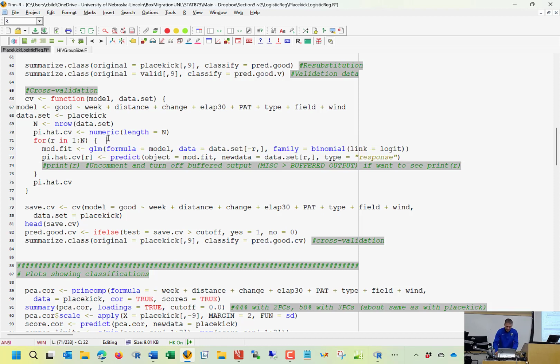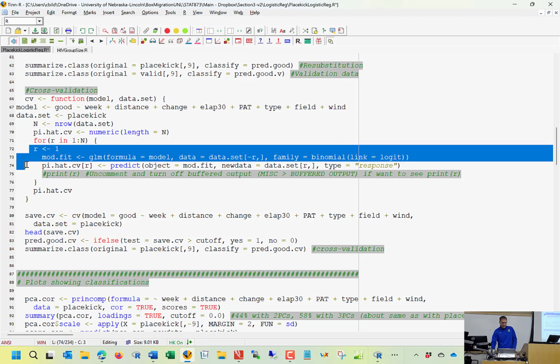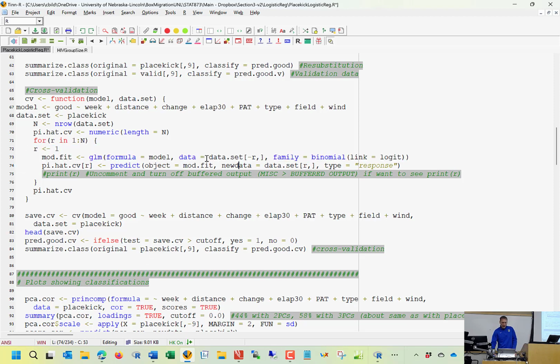So if I wanted to here, I could say r gets 1 in this for loop. So I'm just going to do it for the very first observation. So r gets 1, estimate the model. Notice how I remove that rth observation from the data set itself. I use that negative syntax that we've seen before. And then I use my predict function to predict just that rth observation, and I'm going to put that into the rth element of this vector that I'm saving.